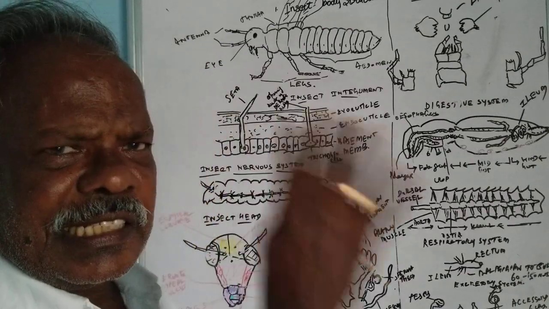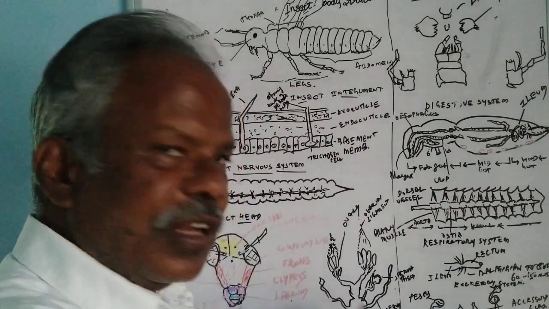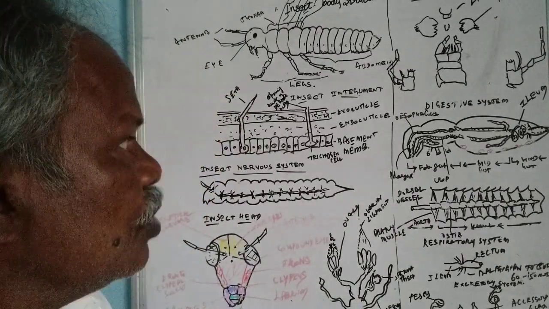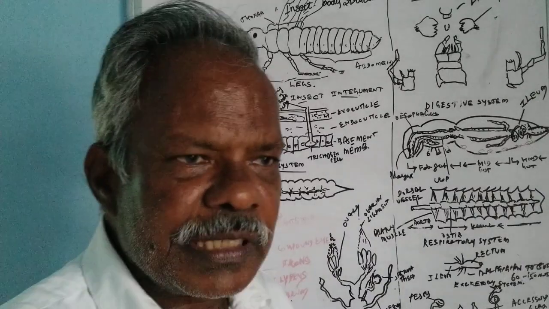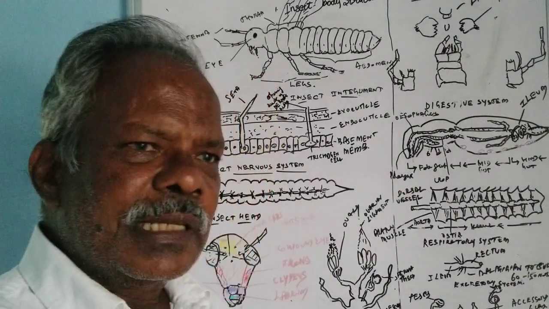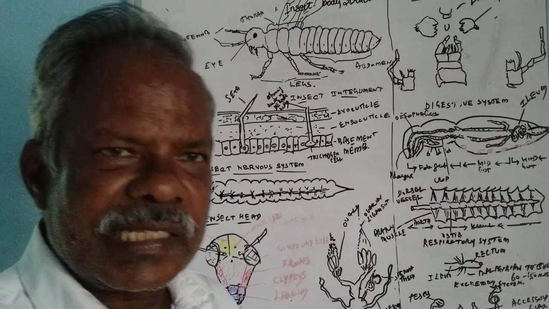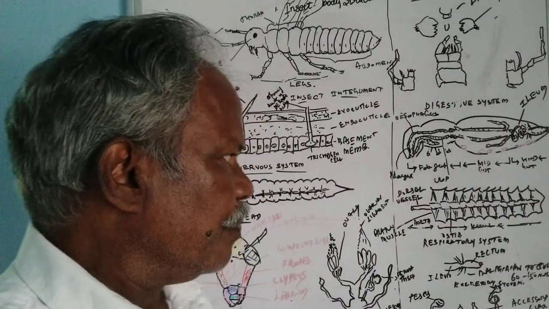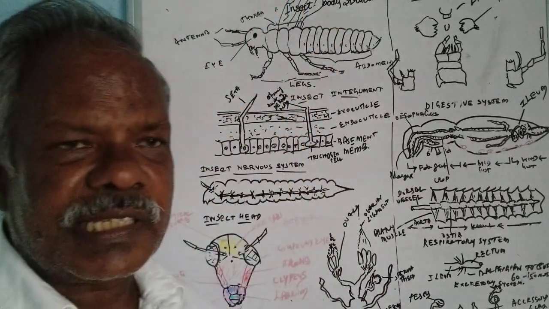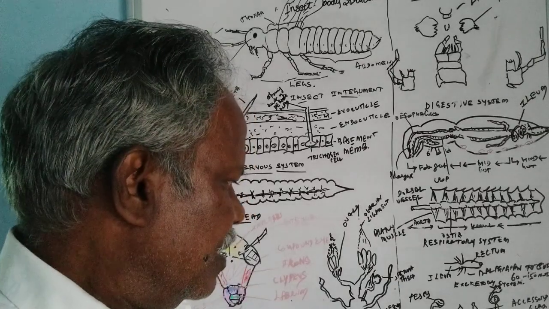So the other structures are similar, but the ovarioles may be different in each and every insect. Like that, mouth parts are also different. In some they are sucking, some piercing, some biting. But the structural arrangement is similar in the case of mouth parts also, and in the case of the wings also. Wings also have different types in each and every order.